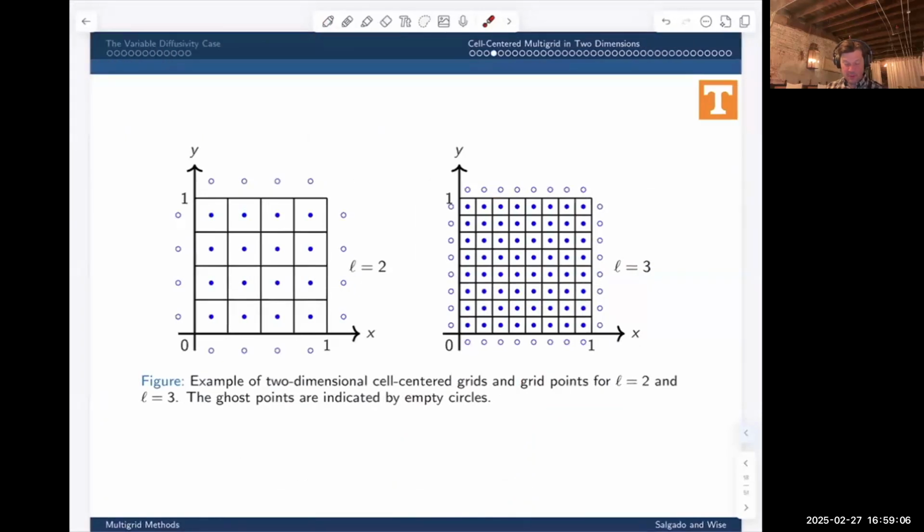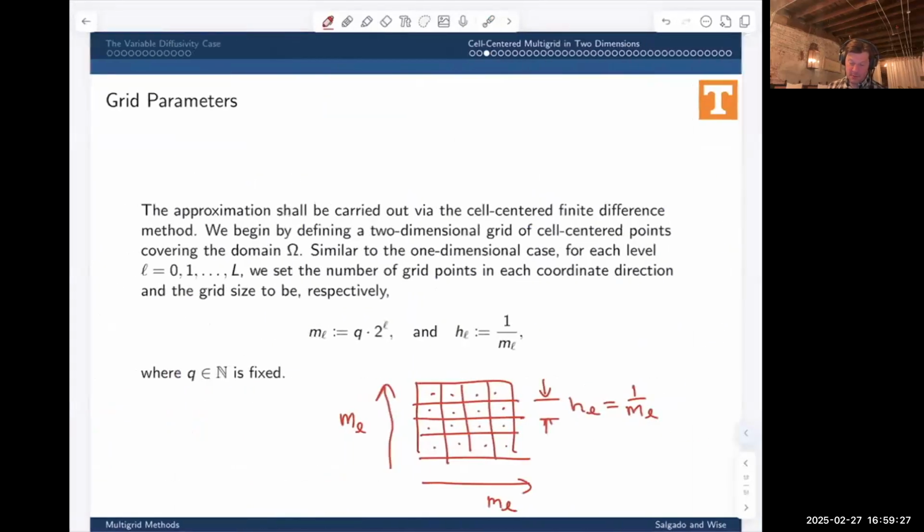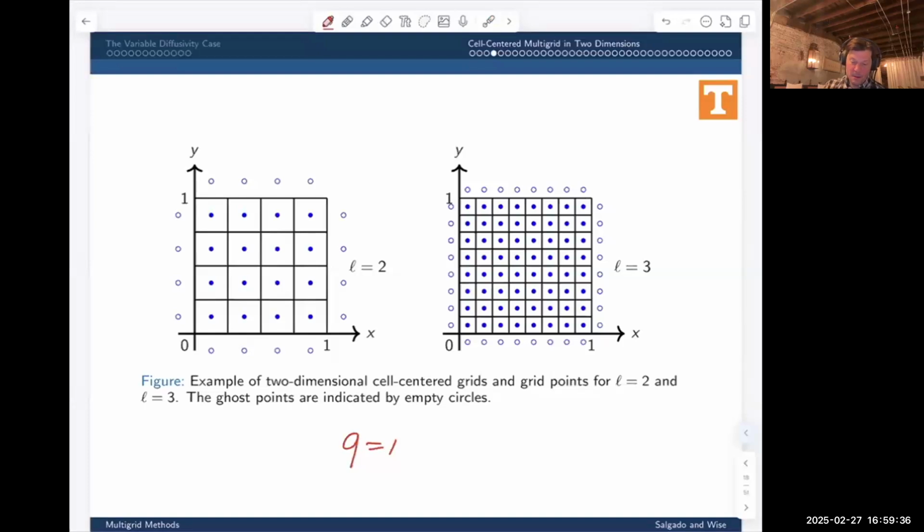All right, so here's what a typical grid looks like in 2D. And this is the case for L equals 2 and L equals 3. Let's see, I guess whenever Q is equal to 1, probably should have said that. Q equals 1, right? So if Q is equal to 1 and L is equal to 2, then ML is just going to be 1 times 2 to the 2, so 4. Yeah, that works out. And if we go to the next level, we're just going to double the number of grid points. And so what we're trying to do is characterize the locations of these blue points. Those are the cell-centered points.